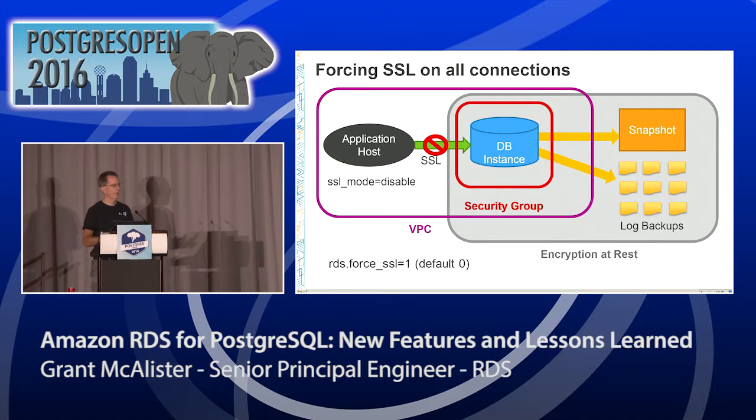So now if someone tries to connect with disable, they won't be able to connect to your database. So this is really good if you want to have the end-to-end security policy. You can now basically ensure that everything is encrypted from one end to the other. So that was, again, a great request from customers to add some feature there.